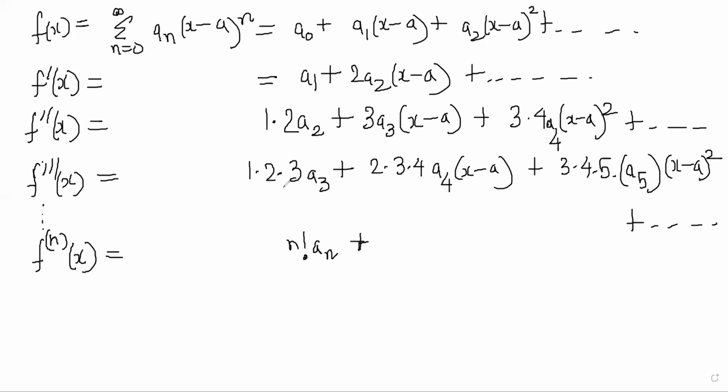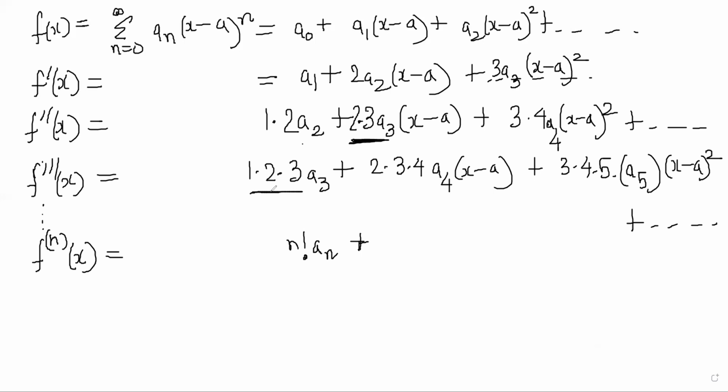Why is that true? Because the previous series, the double derivative series was 1 into 2 into a2 plus 3 into a3 plus 2 into 3 into a3, right? Because this term was 3a3 x minus a whole square. So this differentiation will become 2 into 3 into a3, right? See, I made a mistake there when writing. So you can see that this is 2 into 3 into a3.